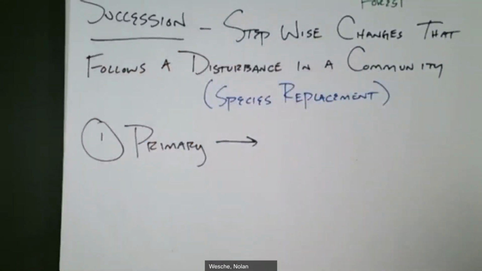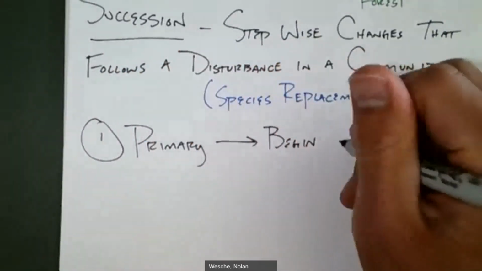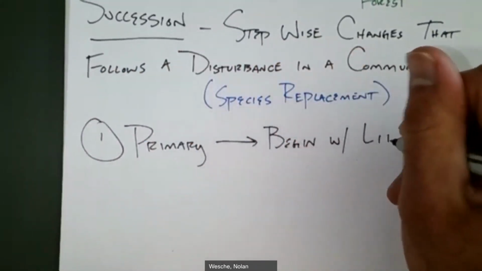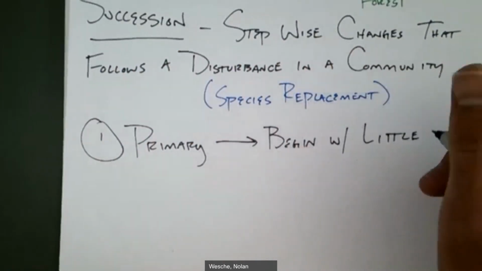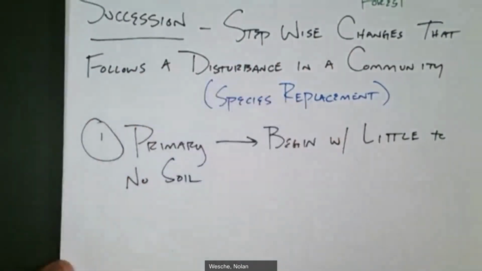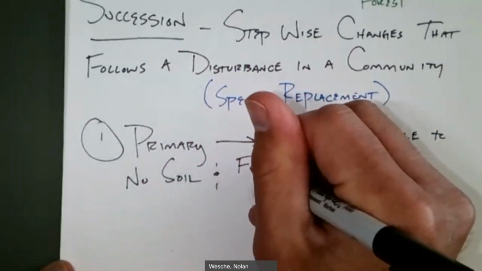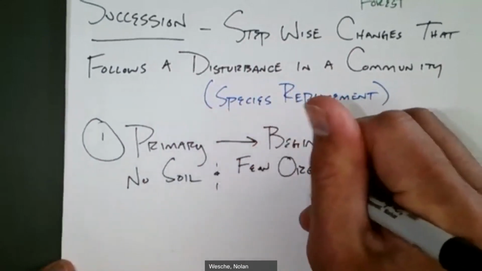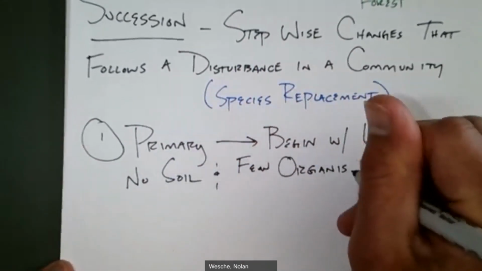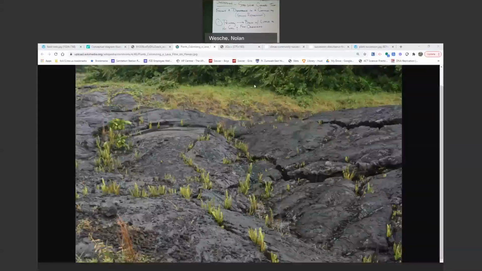And primary succession would be where we begin with little to no soil. So this would be like barren rock that is going to be colonized. There's very few organisms present because there's no soil. So like a volcano and a lava flow covers up ground, and this is kind of what we're beginning with. We'll look at an example.